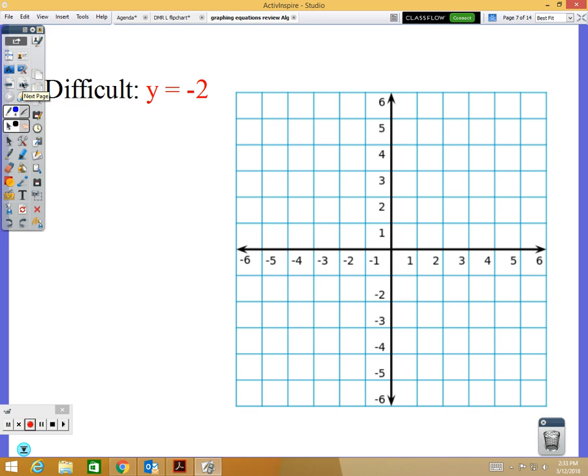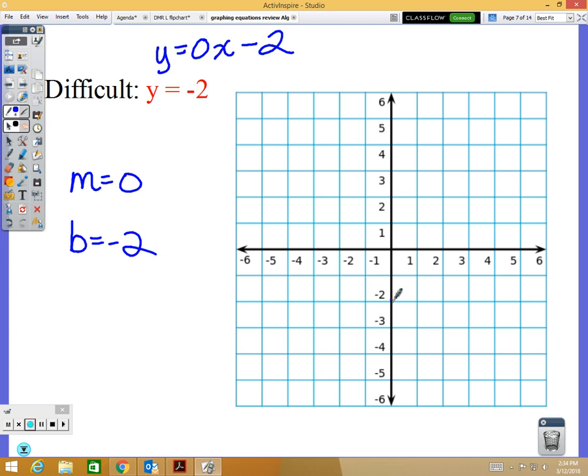Y equals negative 2. X is gone. What is the only way that you could get rid of x? Multiply x by 0. What does 0 slope look like? Like this, correct? 0 slope. So this is technically y equals 0x minus 2. But again, 0 times x makes it go away. You're left with just y equals negative 2. So if we think about this, our slope is 0 and our y-intercept is negative 2.